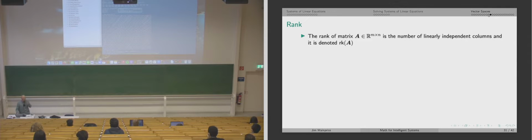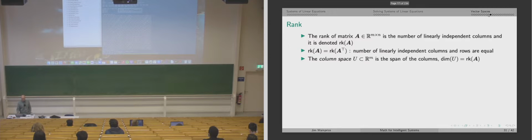Then we saw the rank of the matrix. The interesting fact here is that the dimensionality of the vector space that you get by linearly combining the columns of the matrix is the same as the dimensionality of the vector space that you get by linearly combining the rows. And that's called the rank of the matrix. So that is basically that the rank of the matrix is equal to the rank of the transpose of the matrix.